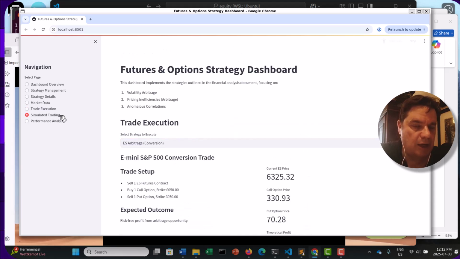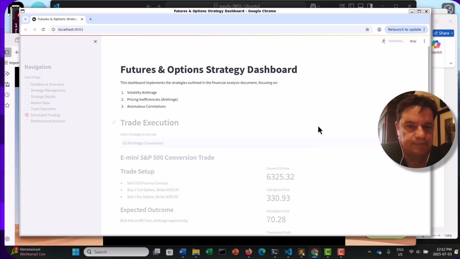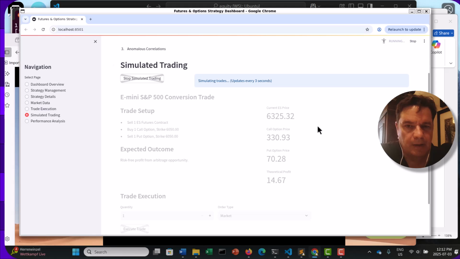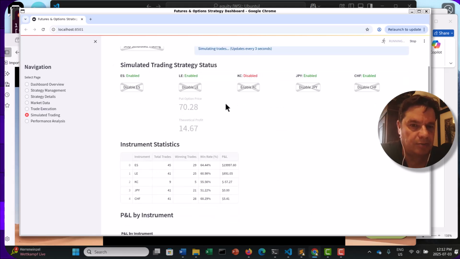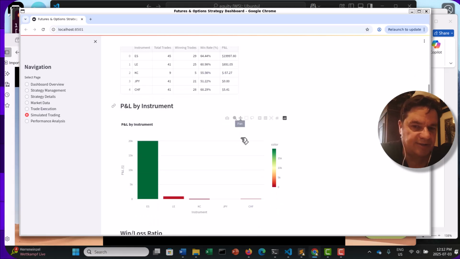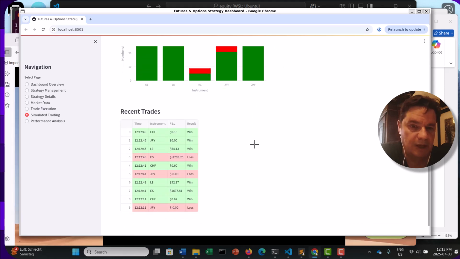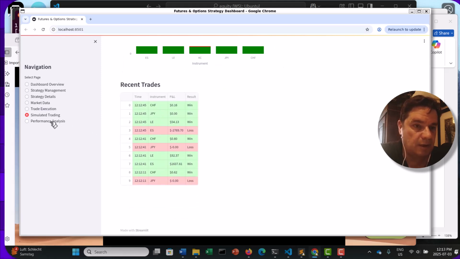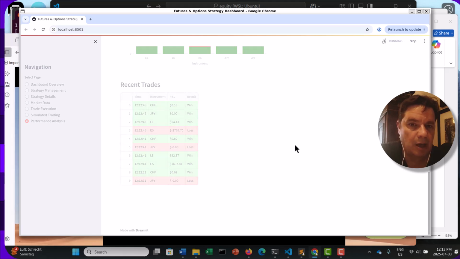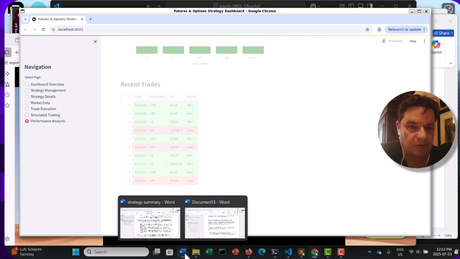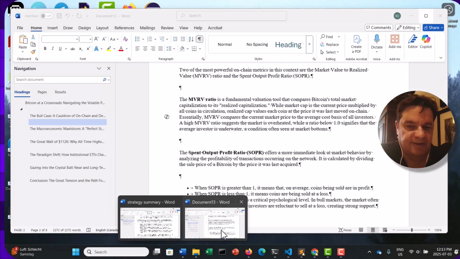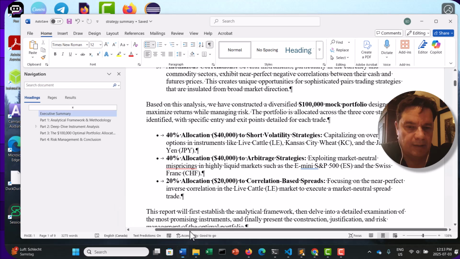Okay. So now, I think I've shown you the simulated. It's simulating every 3 seconds, just so you know. So here are the current prices. The interesting thing is the win-loss ratio. There's the ES, and that win-loss ratio is pretty high versus the other ones. Here are the recent trades, and I've shown you the performance analytics. Okay. So now what I'm going to do is go into the summary. This is the summary. Actually, let me do this.